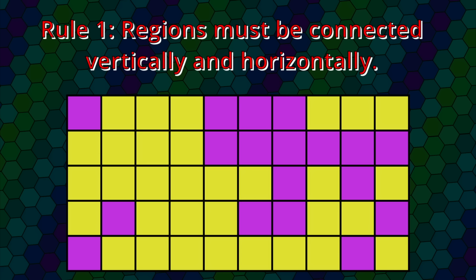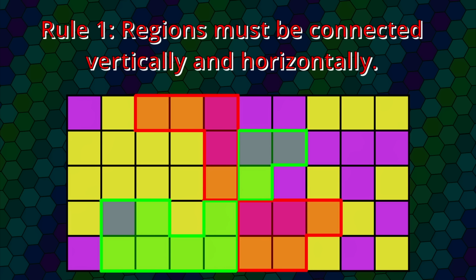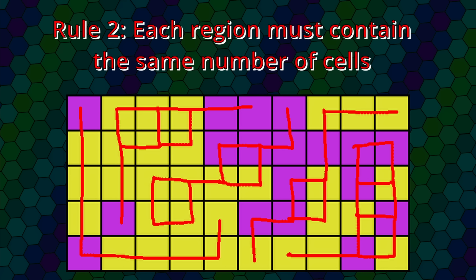If we allowed diagonals, then we could get weird regions like this, where 2 regions cross over each other, and if these regions were actually drawn in real life, one would have to be disconnected, which again is not allowed. Rule 2. Each region must contain the same number of cells.